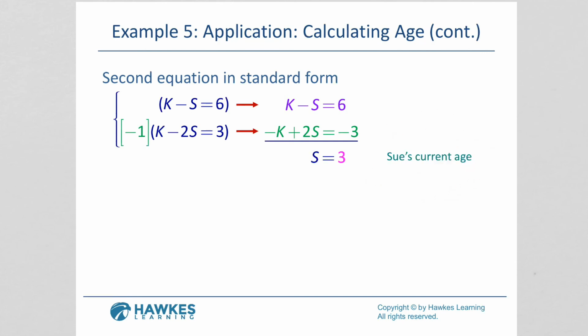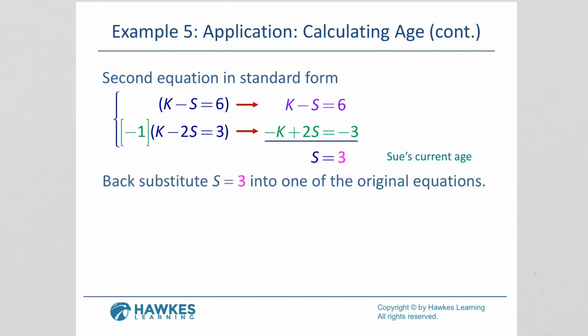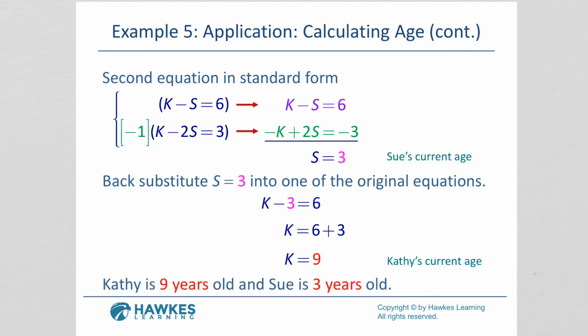So Sue's current age is 3 years. When I back substitute S equals 3 into one of my original equations, we'll go with K minus S equals 6. So in this case, K minus 3 equals 6. Add 3 to both sides. K is equal to 9, and that's Kathy's current age. So Kathy's 9 years old, and Sue is 3 years old.